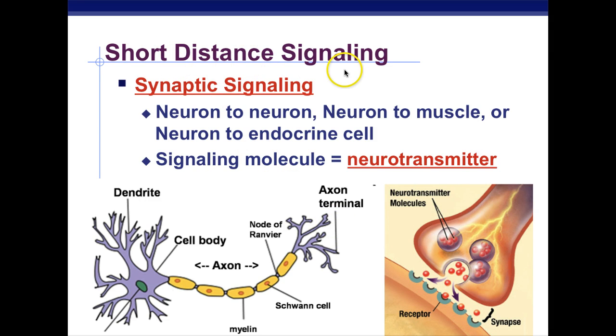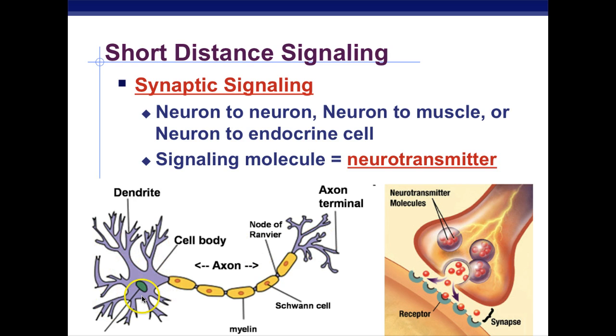Short distance signaling. Again, we're going to have an entire class period dedicated to synaptic signaling, but synaptic signaling is talking about neurons, and neurons are these guys right here. This is a neuron. These are the cells that are found in your brain and in your nerves, and this is what communicates these electrical impulses from your brain to the rest of your body.